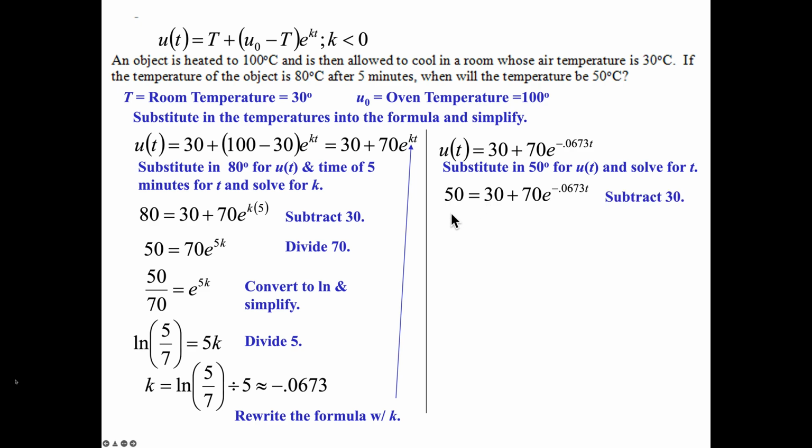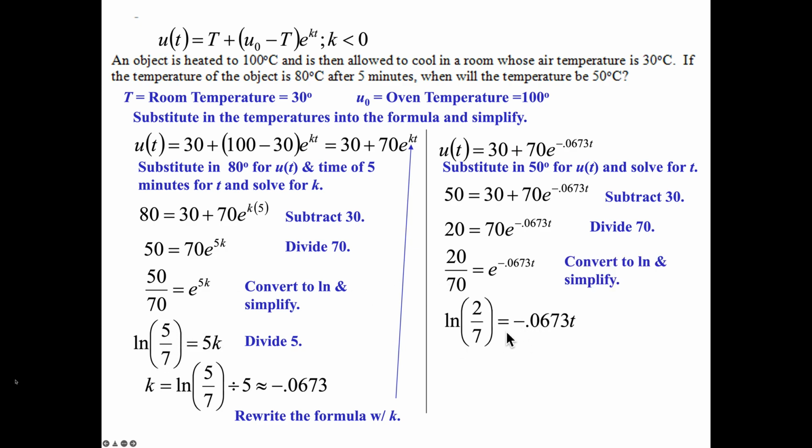So again, subtract over the 30. Notice it's the same. That's 20. Divide by 70, the same. Convert to a natural log. Now instead of ln of 5/7, it's ln of 2/7 equal to negative 0.0673. We're going to divide that over, and that's going to be approximately 18.6 minutes.